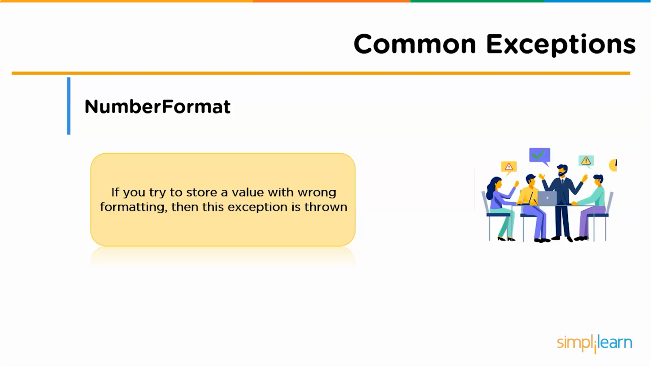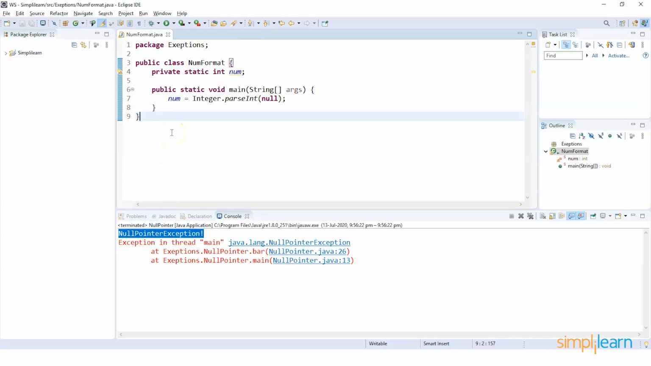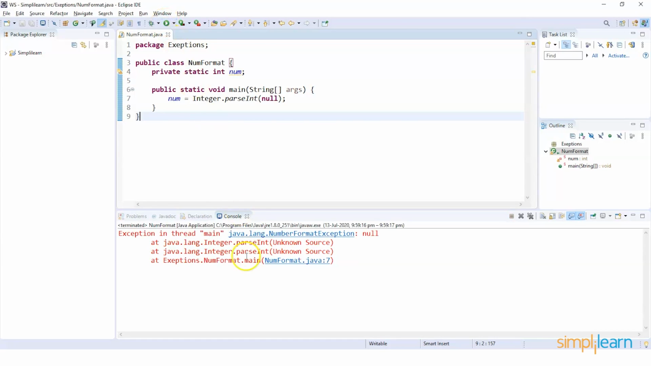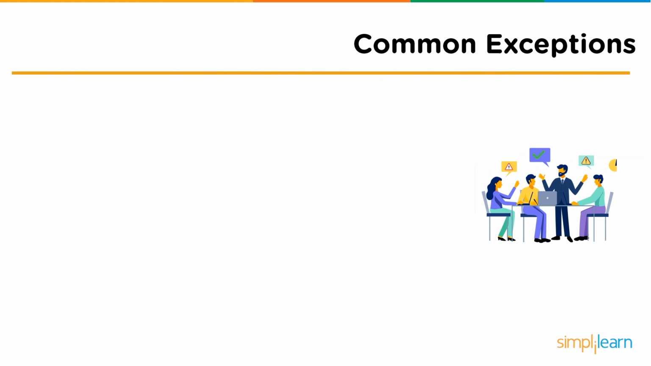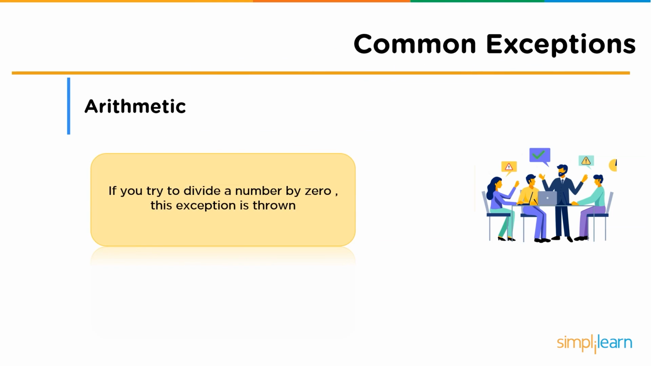Now to understand this in a much better way, let us try to execute a sample program. Here on the screen we have a sample program where we are trying to cast a string into an integer. So this kind of operation should throw an exception. As you can see, the program has been successfully compiled and we have our exception here, which says number format exception.